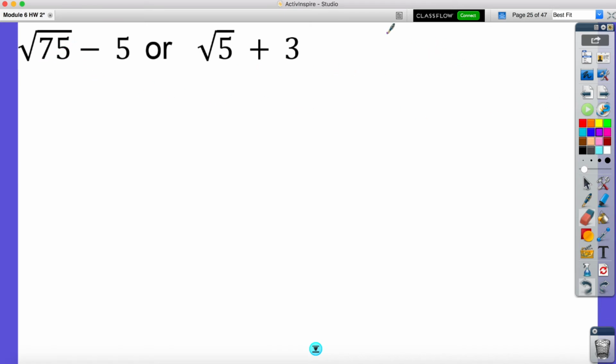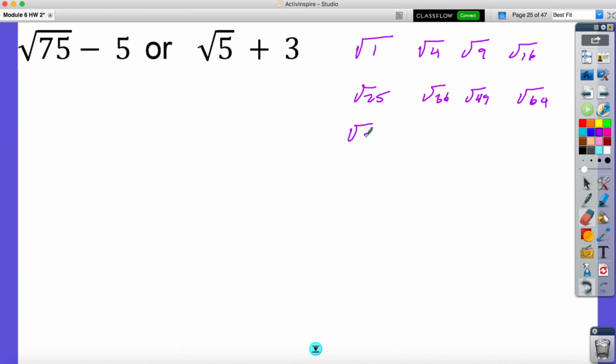So if we look at these one more time, I'm going to write them out one more time. We have radical 1, radical 4, square root of 9, square root of 16, square root of 25, square root of 36, square root of 49, square root of 64, square root of 81, square root of 100, square root of 121, and the square root of 144. And guys, this is just 1, 2, 3, 4, 5, 6, 7, 8, 9, 10, 11, 12. So like 6 times 6 is 36, 8 times 8 is 64, so on and so forth.